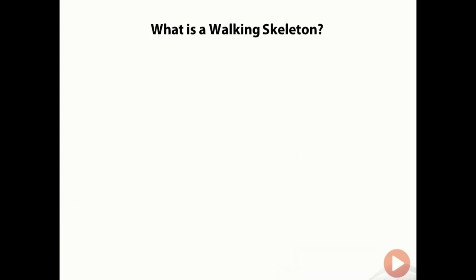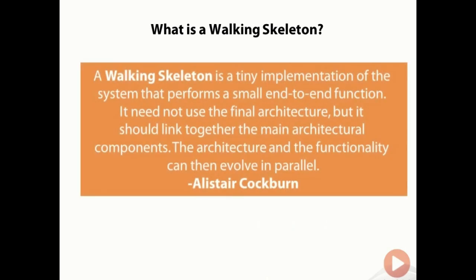So you may be wondering, what is a walking skeleton? Well, according to Alistair Cockburn, a luminary of the software industry and one of the original signers of the Agile Manifesto, a walking skeleton is a tiny implementation of the system that performs a small end-to-end function. It need not use the final architecture, but it should link together the main architectural components. The architecture and the functionality can then evolve in parallel.